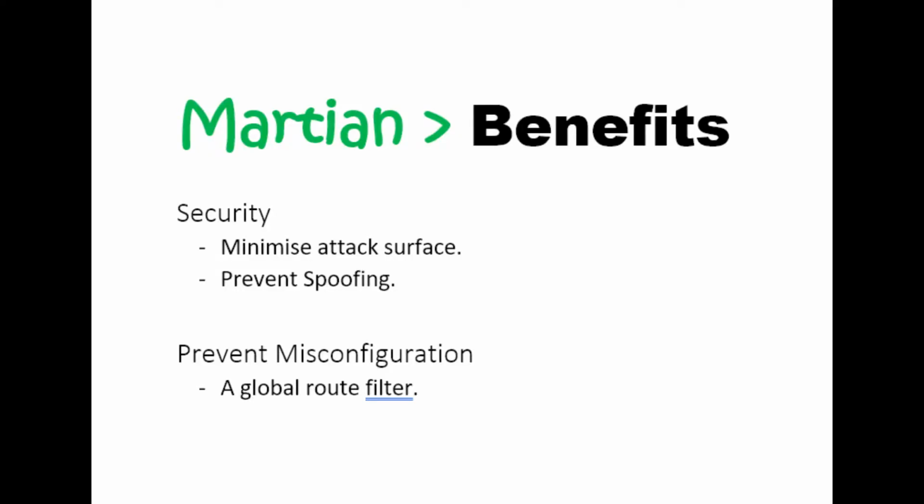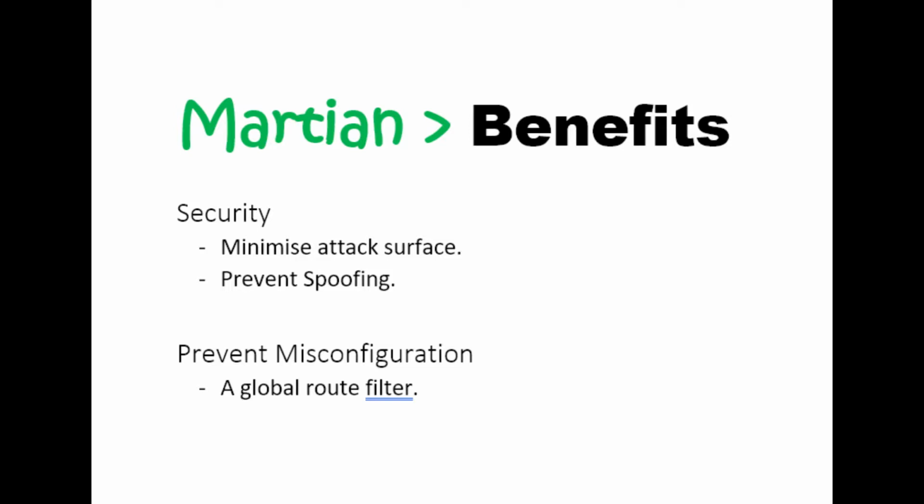Okay, so let's look into a couple of the benefits of using Martians. The first of which is security. By cutting down the address space that's usable, we're minimizing the attack surface of the network. What we're essentially saying is the ranges that we've designated as Martians are not going to be entered into the routing table, so you won't be able to get traffic to them. Also, we can prevent spoofing. If we know that a certain range of addresses shouldn't be coming from a particular direction to your router, then you can add it as a Martian route, and again, it just won't go anywhere. The traffic will be dropped.